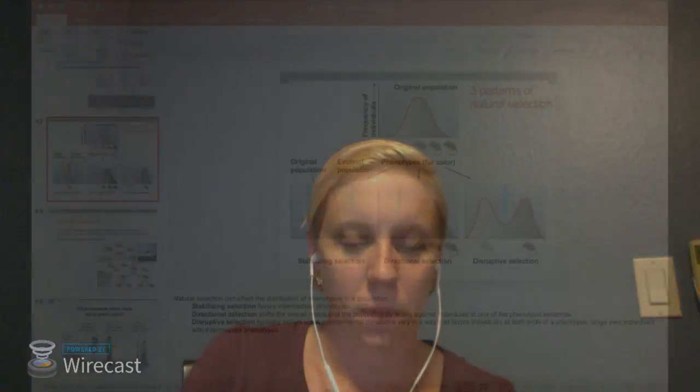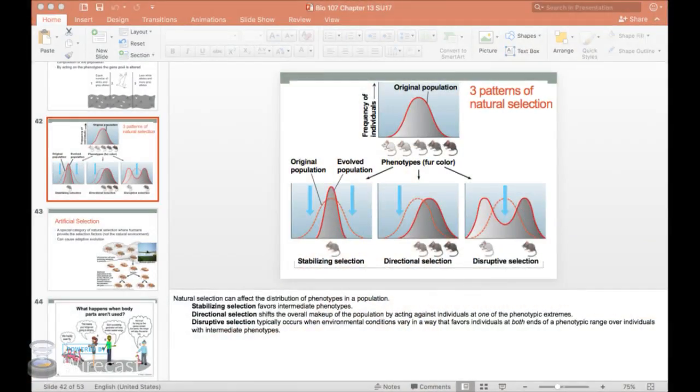Okay, and so let's say for this selection, it's not natural selection. It's not like the environment is saying that you need to be a certain color. What we're going to say here is that the female is choosing the color. Okay, so we're going to say that this is sexual selection, where the females are choosing and they pick what they like. For stabilizing selection, if the females choose this intermediate, that's stabilizing selection.